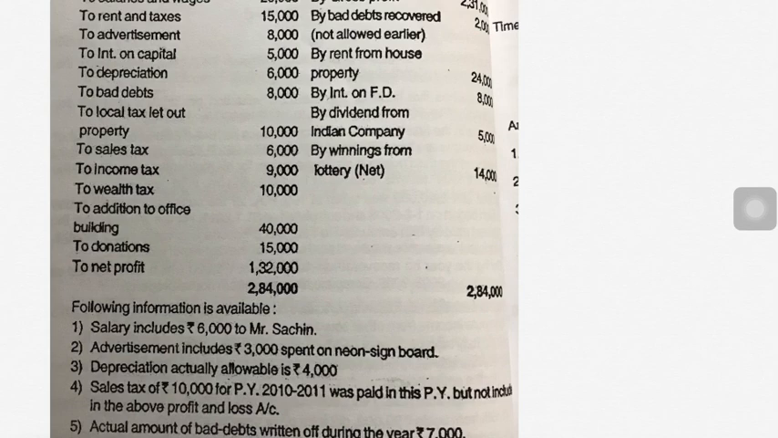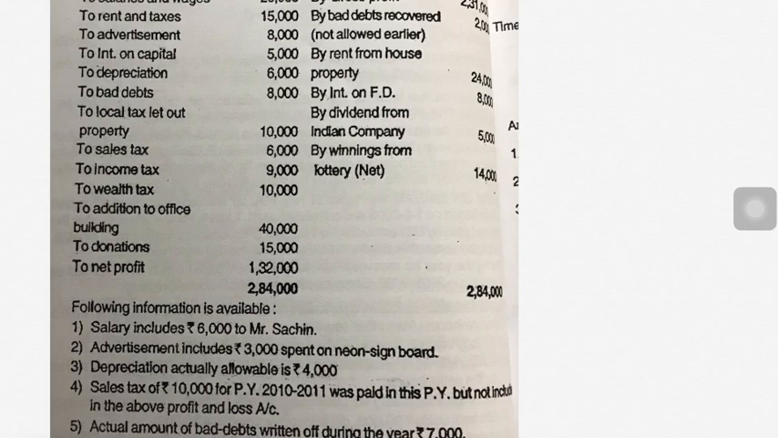So this 10,000 you can claim this year. Okay, so what you will do, this 10,000 you will subtract from your net profit. This is an expense which is allowed this year. It is not included in your P&L account. So 10,000 is your expense, so 10,000 from your net profit you will remove. So you will subtract 10,000.